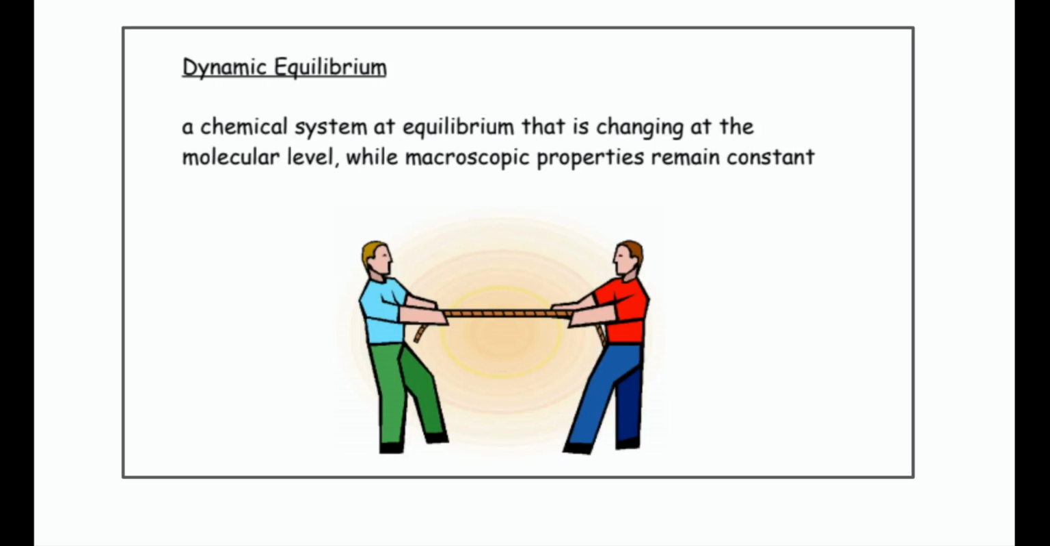So chemical equilibrium can look like this. A dynamic equilibrium is a chemical system at equilibrium. When we say chemical system, you can just think of a chemical reaction that is changing at the molecular level while macroscopic properties remain the same. So what that means is that if we could zoom in and look at the molecules, some of the reactants are turning into products, some of the products are turning back into reactants, but we can't tell that there is a change happening because they're happening equally.